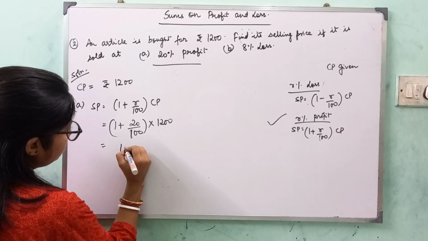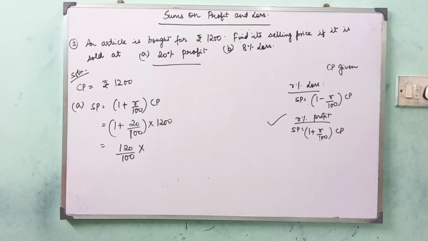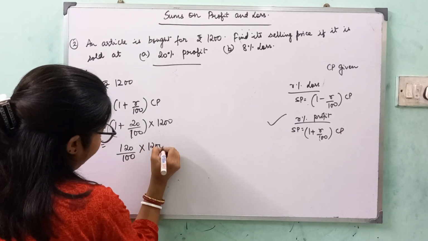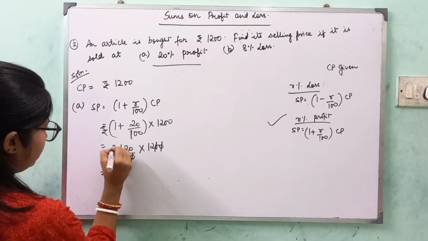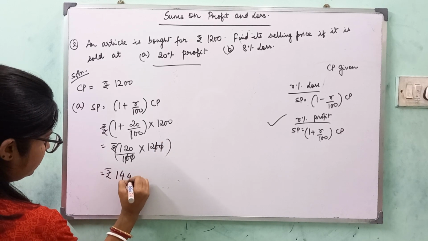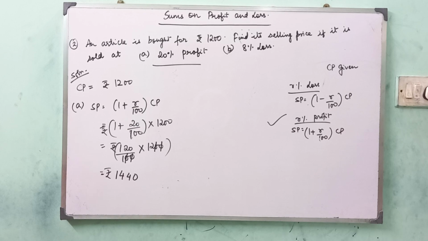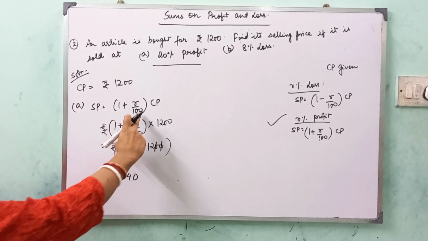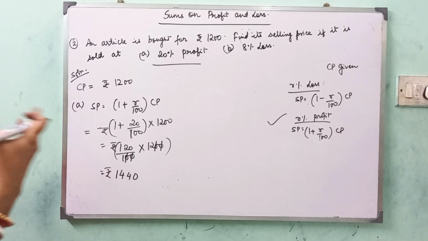1 plus 20 by 100 is 120 by 100 into 1200. So 1440. So this is the selling price that you are going to have when there is a profit of 20%. So 1 plus 20 by 100 into 1200. So this is going to be rupees 1 plus 20.